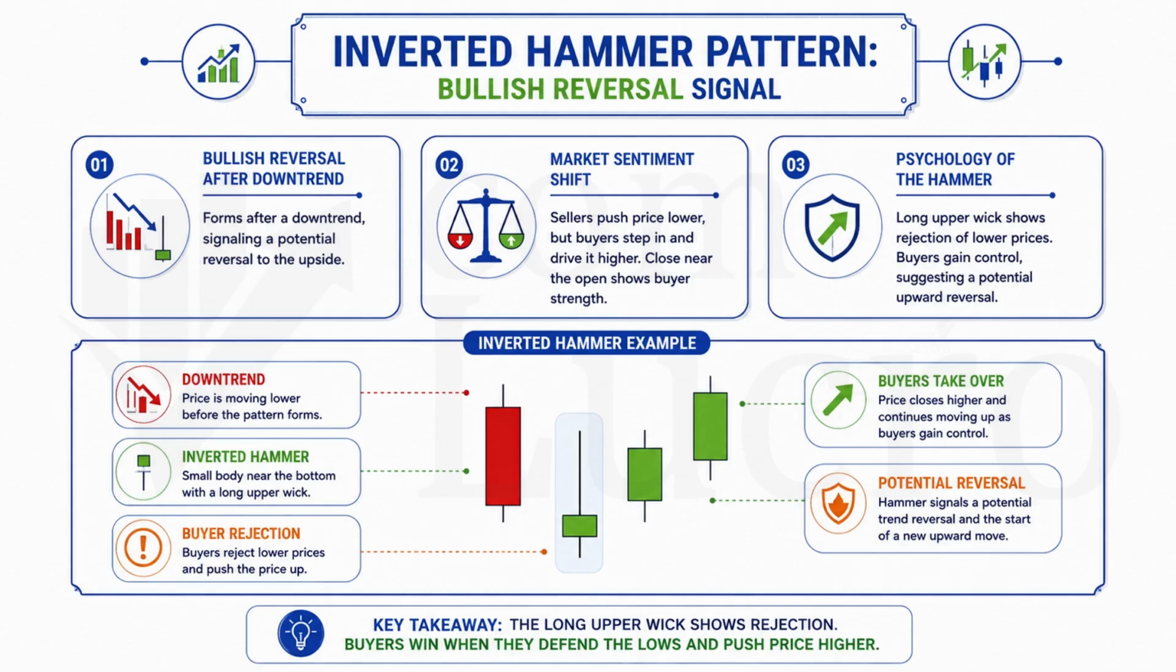Sellers start in control, but buyers make a strong push higher, enough to create that long upper wick. Even though price closes near the open, the bullish effort shows buyers fighting back and testing higher levels, which can signal a weakening downtrend and a possible reversal. However, because the inverted hammer closes near its low, it's a weaker reversal signal than the traditional hammer, and usually needs confirmation: a strong bullish candle on the next session, higher volume, or support at a key level.